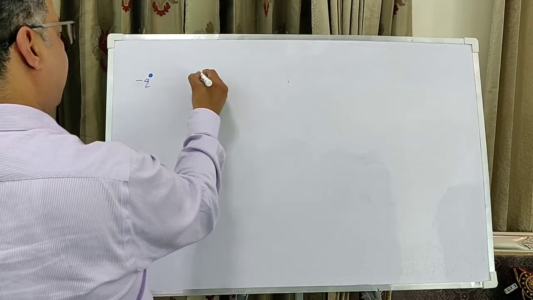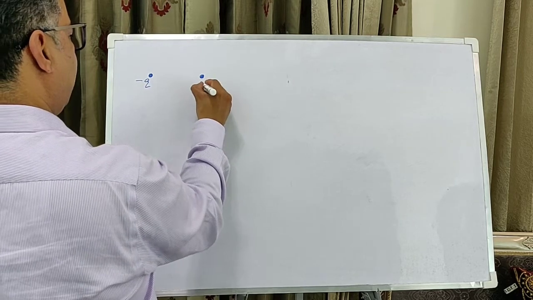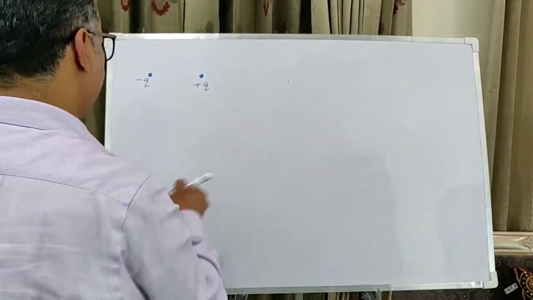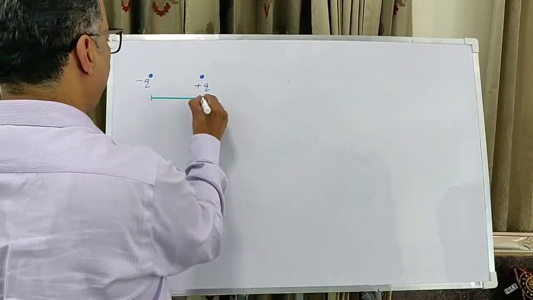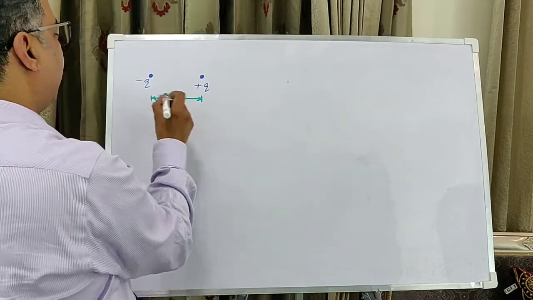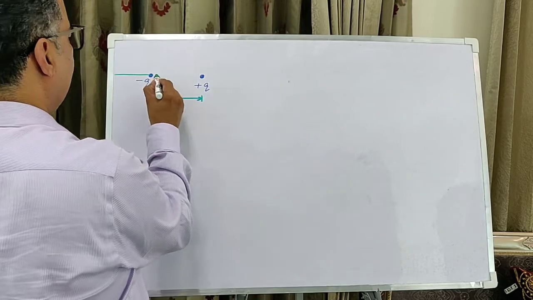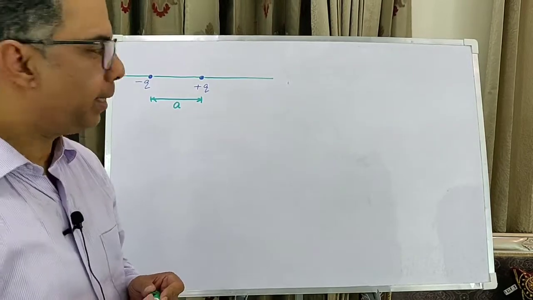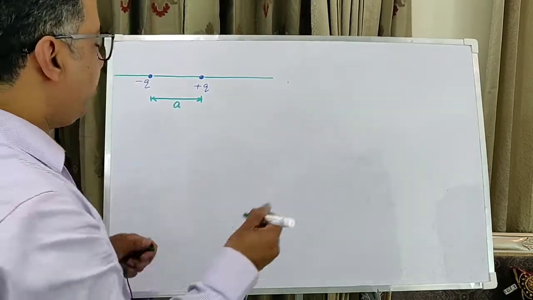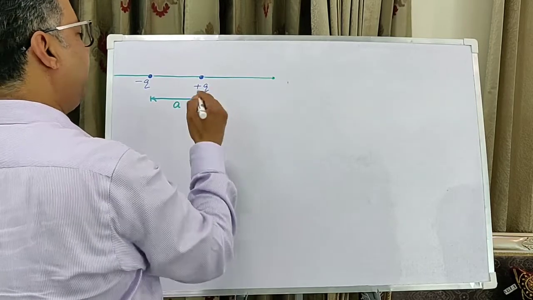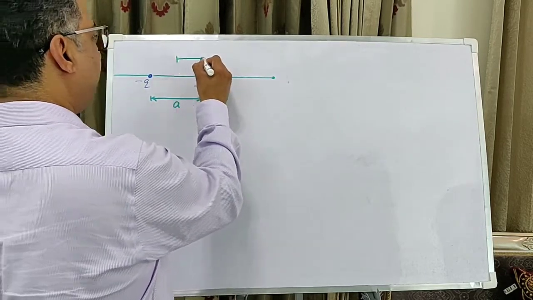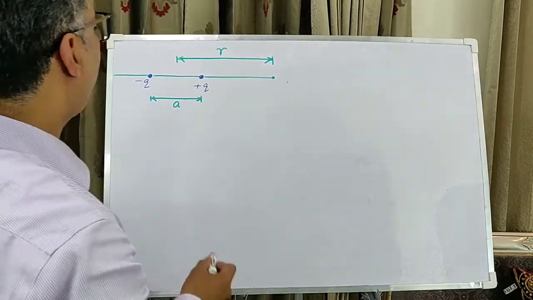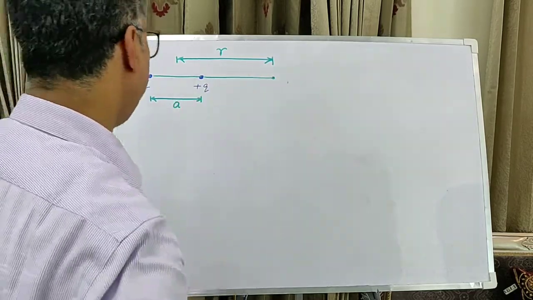So this is minus q, this is plus q, and the distance between them is a. Now this line here is the dipole axis, and we are going to calculate the electric field here at a distance r from the midpoint of the dipole.